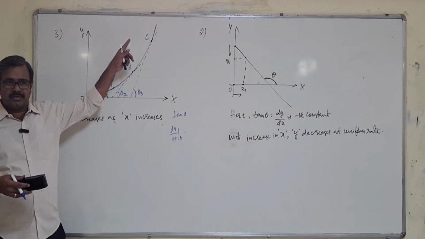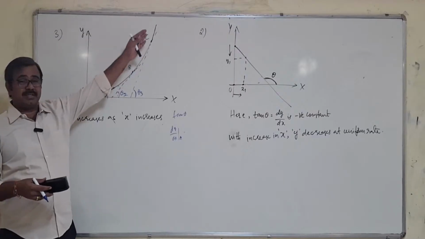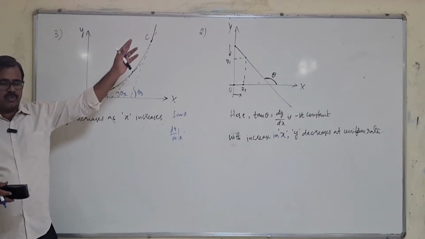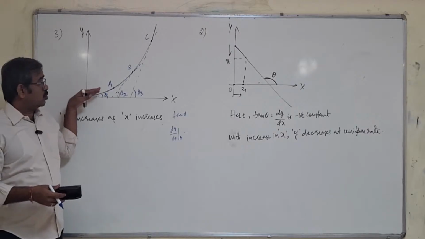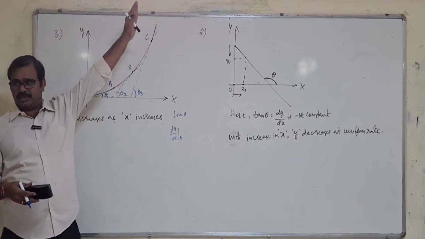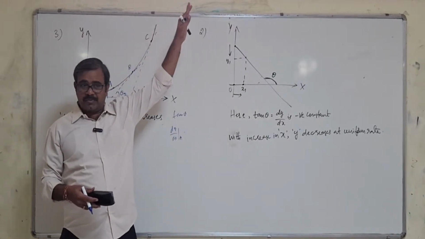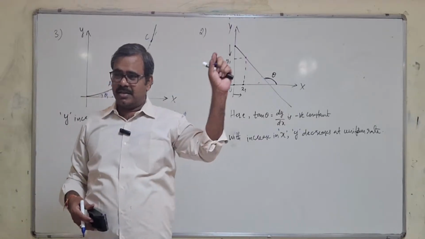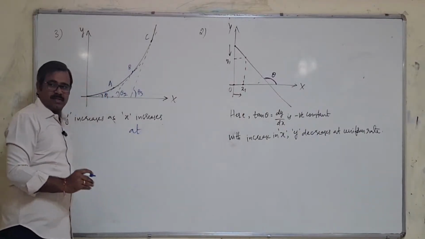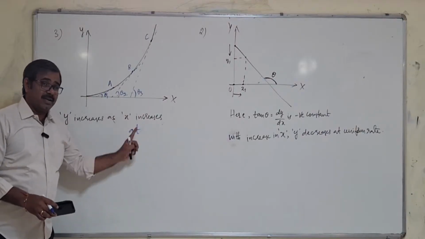At C, it's even more high. Okay, y increases at the fastest rate among these A, B, and C. So as we go towards the higher values of x, the graph becomes steeper and steeper. It means the slope increases. It means the rate of change in y increases. So if I say y increases as x increases, at what rate is it increasing? Y increases as x increases, but not at a constant rate.